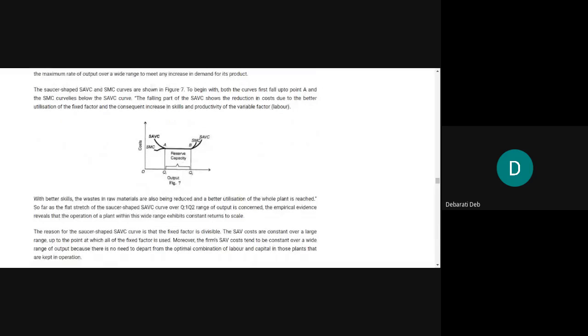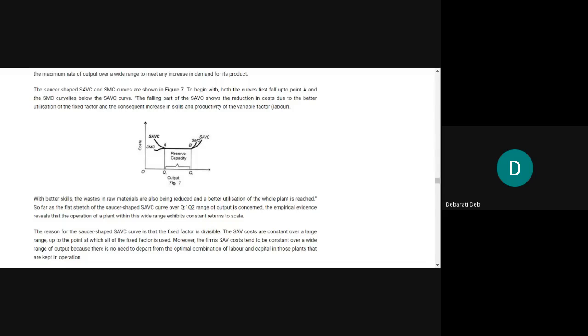This was the curve which I asked you to draw yesterday, and I asked you to also write the description of the saucer shape. Why is the saucer shape occurring, due to the practical implications? What happens to the modern farms when they take decisions? How do they take decisions wisely so that they can utilize the plant to its fullest?